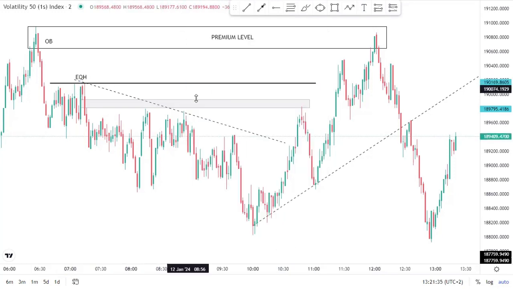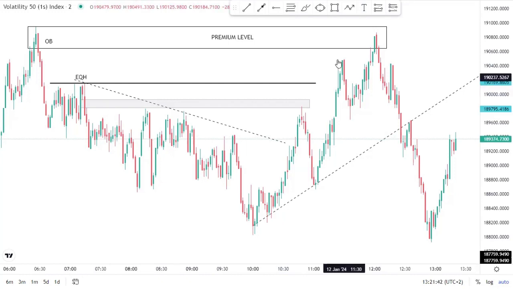Normally what tends to happen is that the market tries to come and clear or sweep this liquidity before it goes down. That's why the market did try to sweep out this equal high. That's why I saw this imbalance is not relevant for my setup.